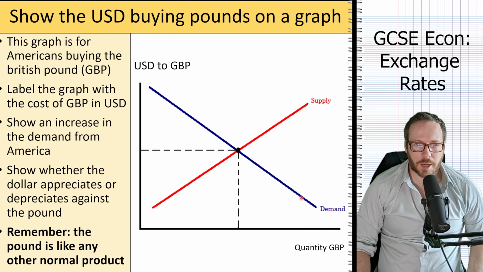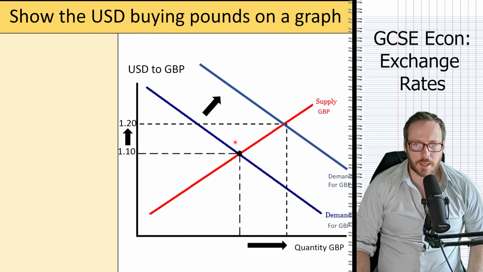So bang, they're going to buy a lot of things. This is what happens. Demand for the British pound increases, so the curve shifts to the right. The original price of a pound was 1.1. Now Americans need to pay 1.2 to buy a British pound.